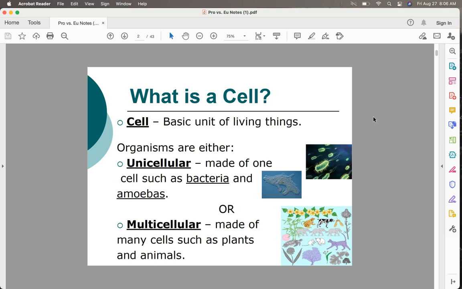Okay, and alternatively, you can be multicellular, and multicellular organisms have multiple or many cells. So things that you can see with the naked eye, your bare eye without a microscope, those things are multicellular. Plants, animals, a lot of fungi, things like that, you can see them. So an organism can be unicellular or it can be multicellular.